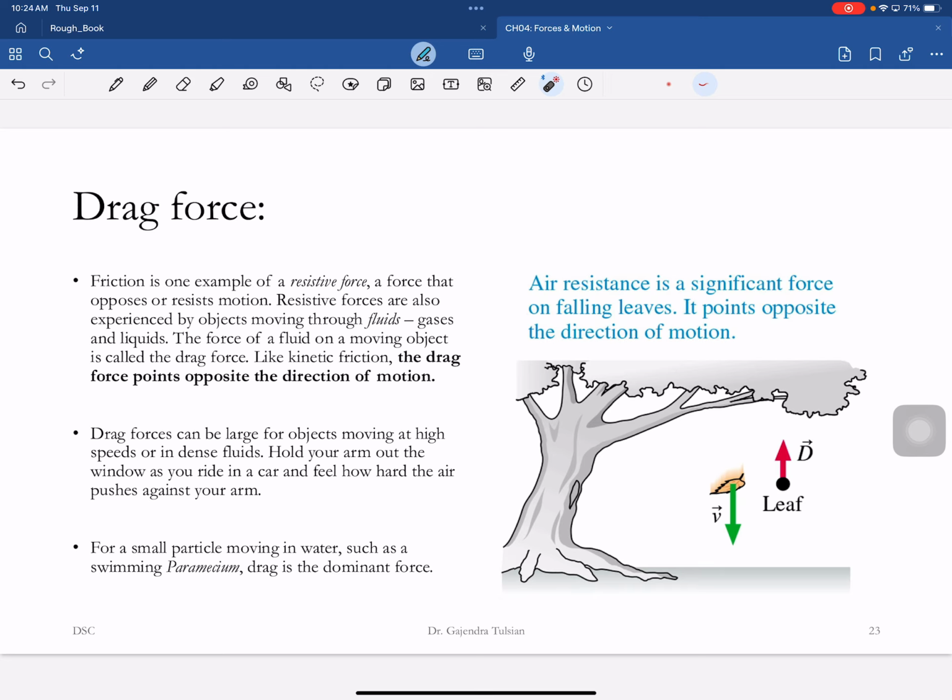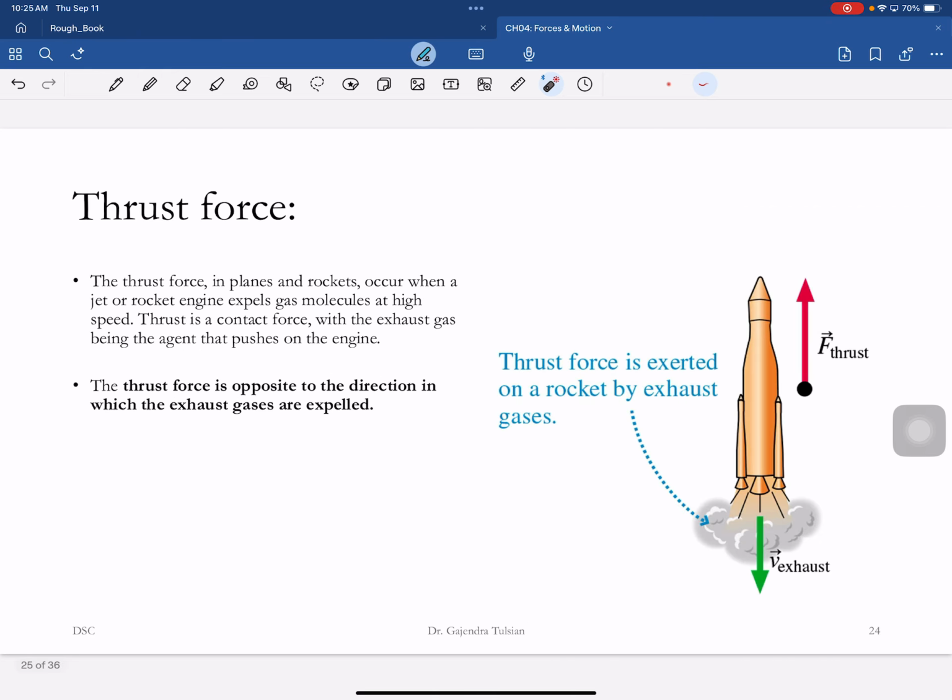So here's a problem. For a small particle moving in water, such as a swimming paramecium, drag is the dominant force. For these single-celled animals moving in water, drag force controls their life. If they want to move, they have to push. There's no coasting for these guys. As soon as they stop pushing, they stop. So drag forces are dominant for them.